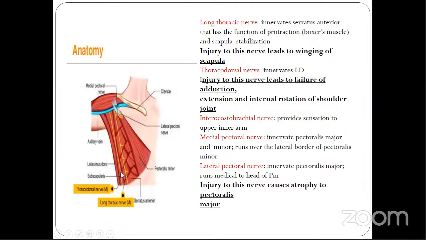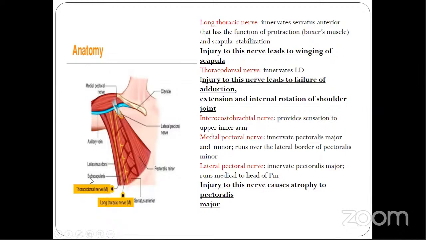This nerve innervates latissimus dorsi, and injury of this nerve leads to failure of abduction, extension and internal rotation of the shoulder joint. Then we have the intercostobrachial nerve, which gives sensation to the upper inner arm here.